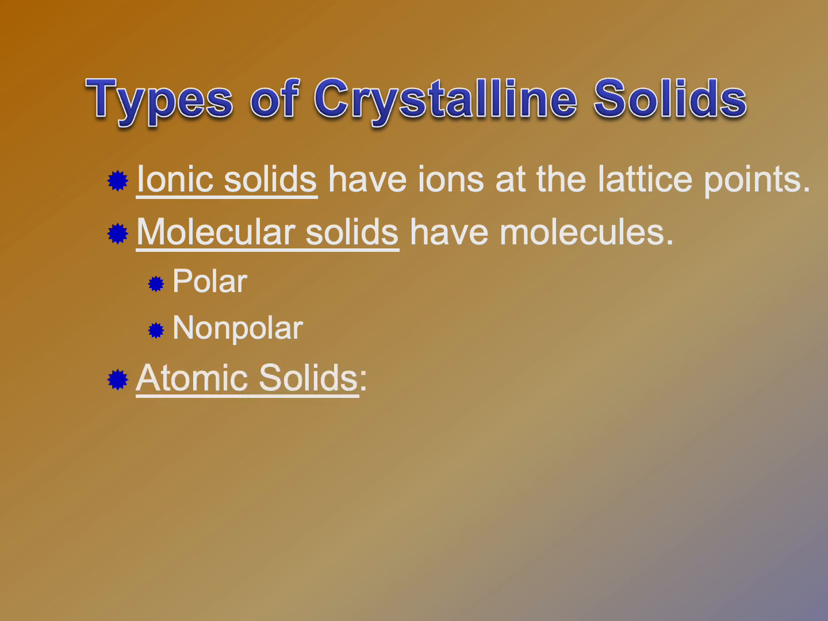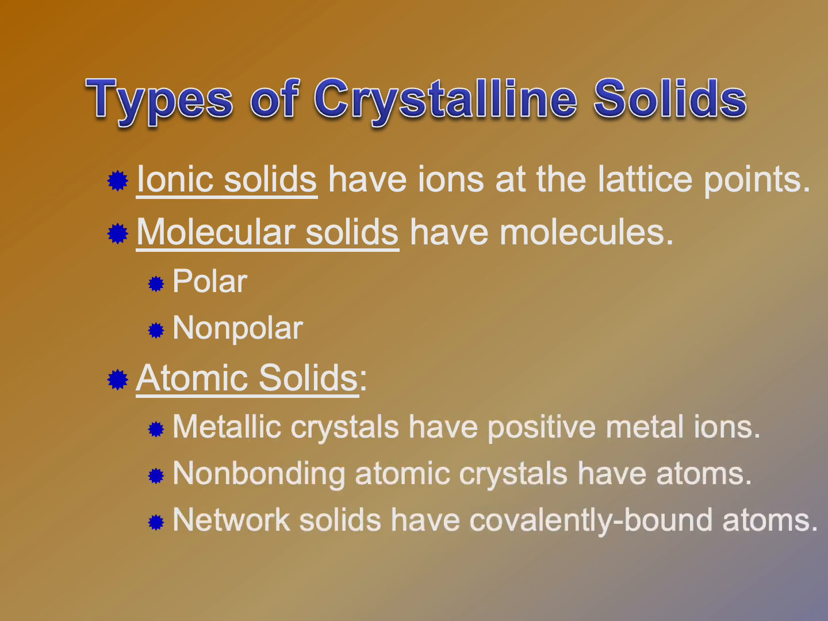We also have atomic solids, and with these we have metallic solids. These are where the metallic crystals have those positive metal ions and then the free floating electrons. We have non-bonding atomic solids, which the individual particles making up that lattice are going to be atoms. And then one thing we have not talked about yet is we're going to have network solids or network covalent solids. These have a multitude of covalently bound atoms, which due to the number of bonds, it ends up being very strong.